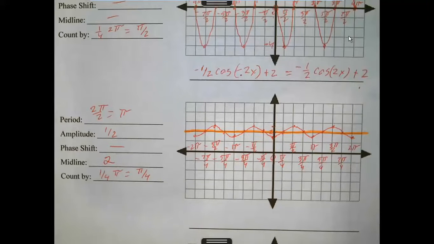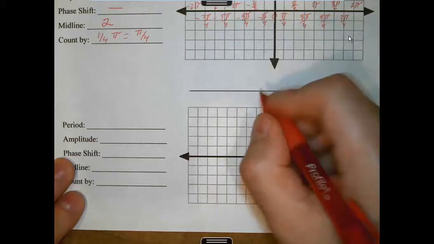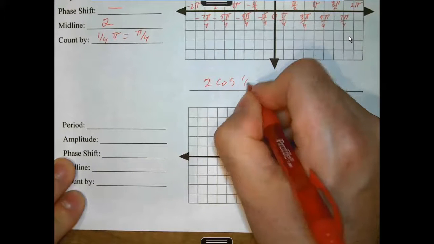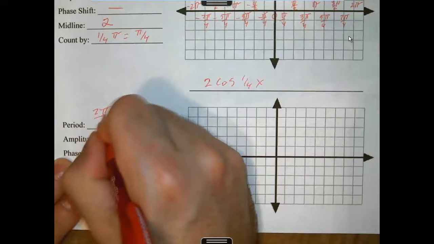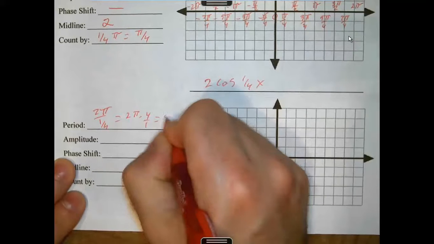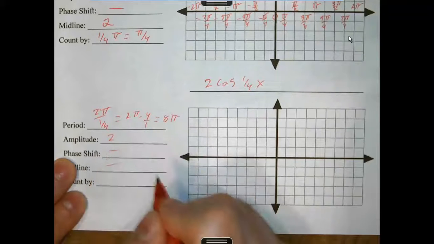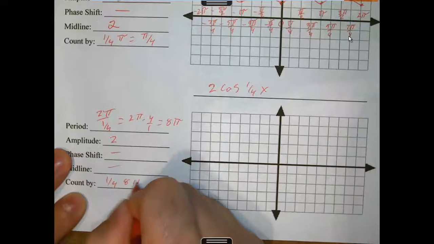Okay. And the last one was an exit slip. So let me show you the exit slip. It was 2 cosine of 1/4 x. So my period is 2 pi over 1/4, which is 2 pi times 4 over 1, which is 8 pi. My amplitude is 2. I don't have a phase shift. I don't have a midline shift. I count by, I take 1/4 of 8 pi. That's going to be 2 pi.